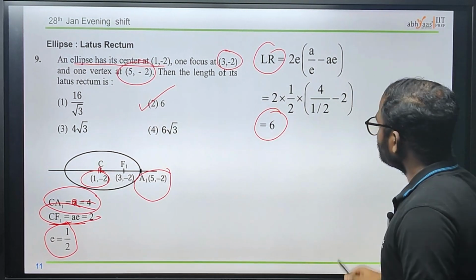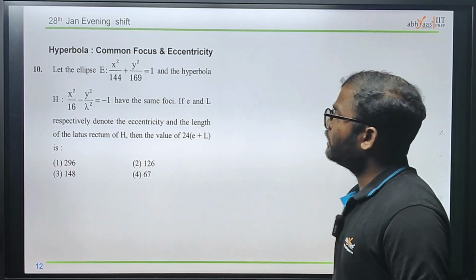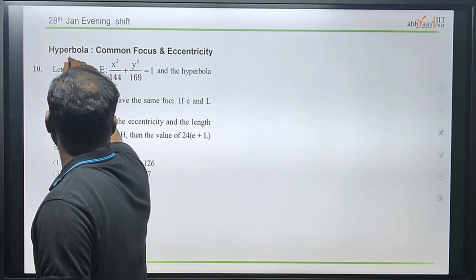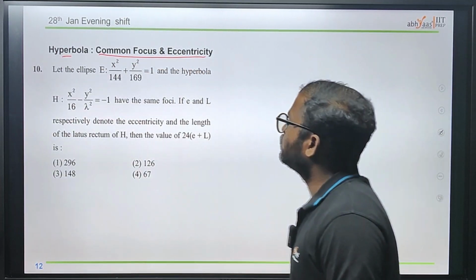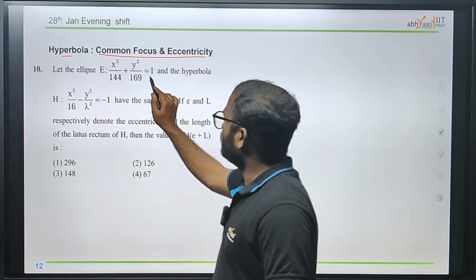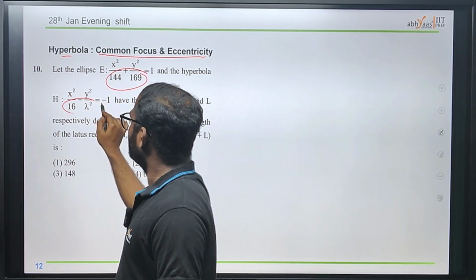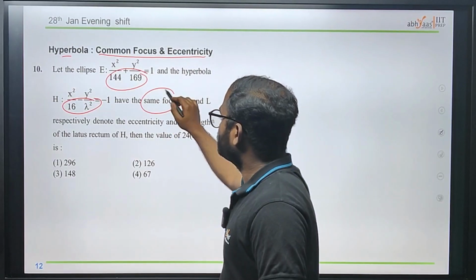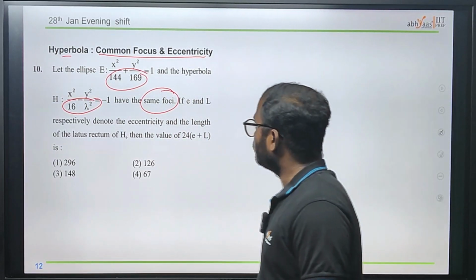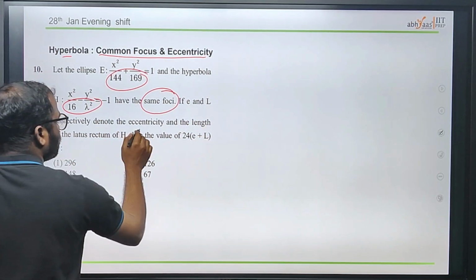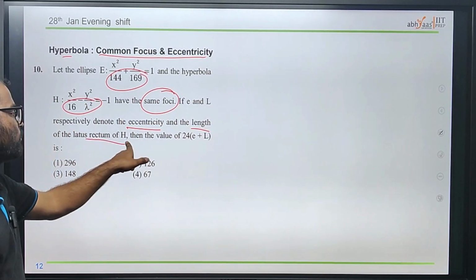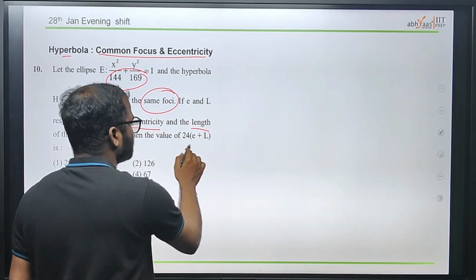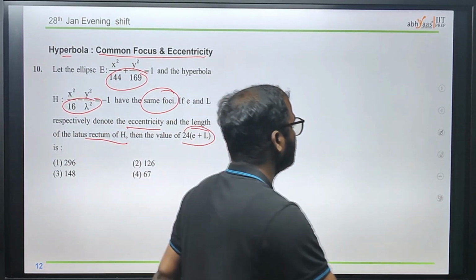Now another question is on the hyperbola, with a common focus and eccentricity. One is vertical and for the other we need to check whether it is vertical or horizontal, and it also says they have the same foci. If E and L respectively denote the eccentricity and the length of the latus rectum of H, then what is the value of E plus L? We need to check.